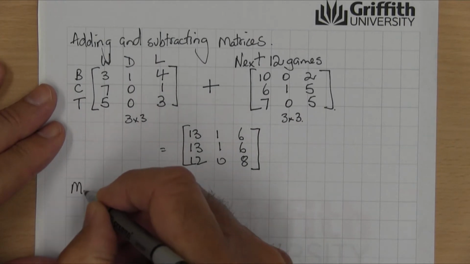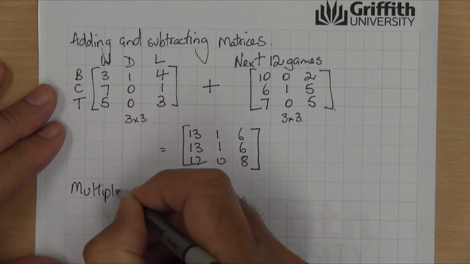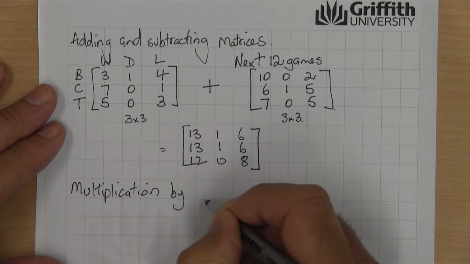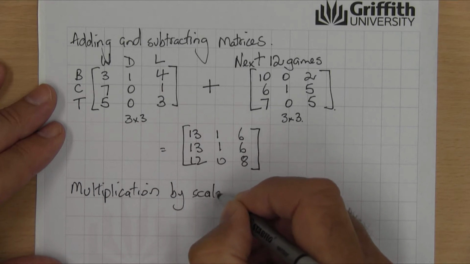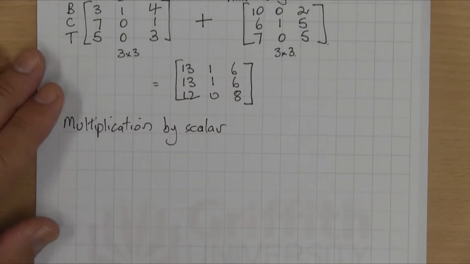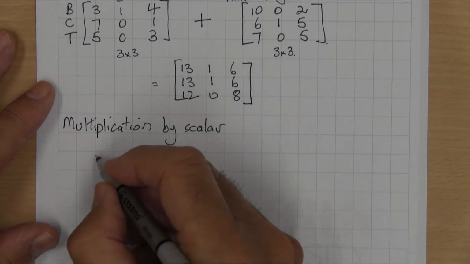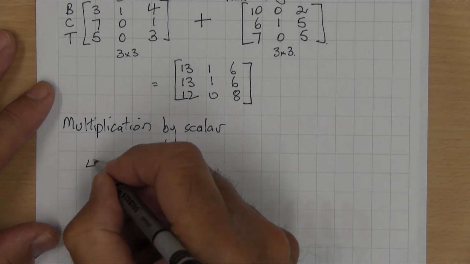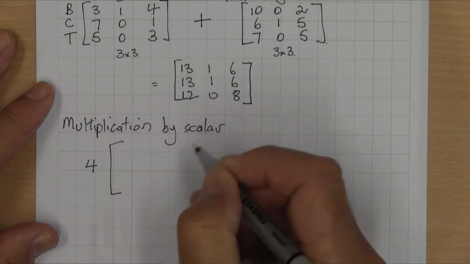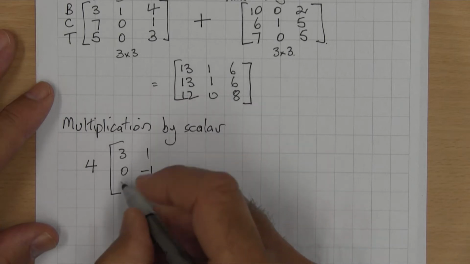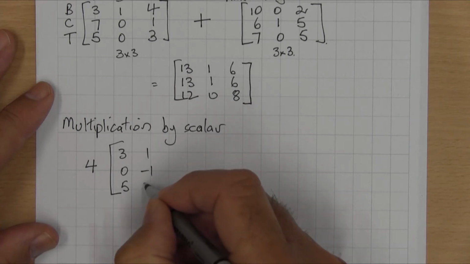Multiplication by a scalar. A scalar is simply just a number. So that's this sort of scenario. If we have 4, 3, 1, just make up a matrix here, 0, -1 and 5 and 20.